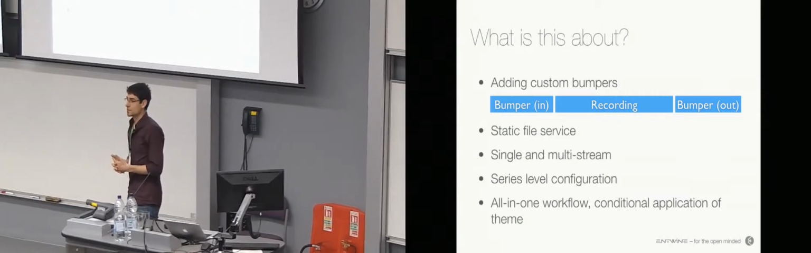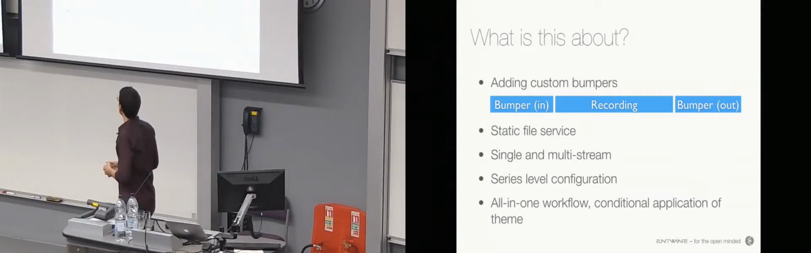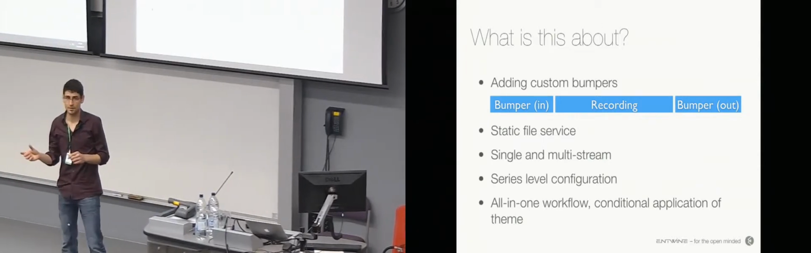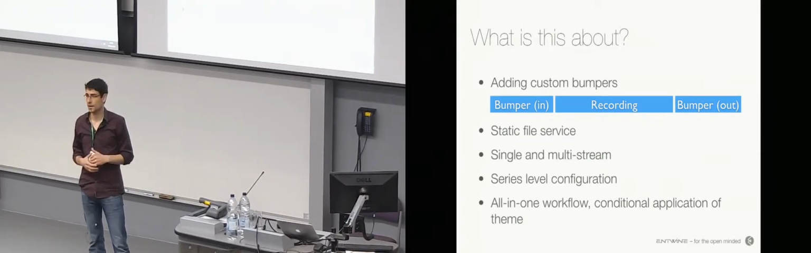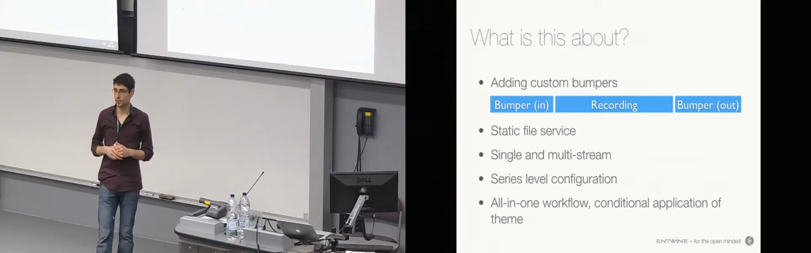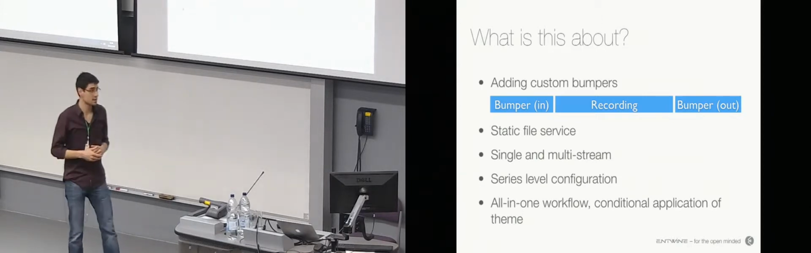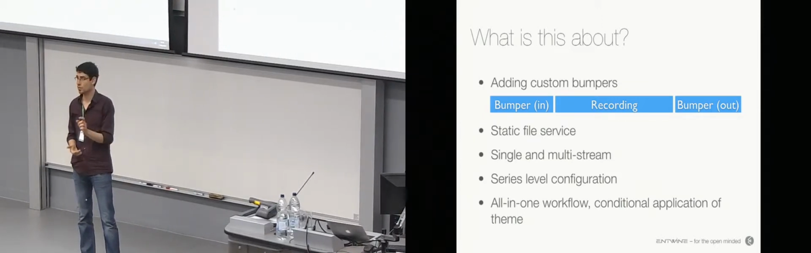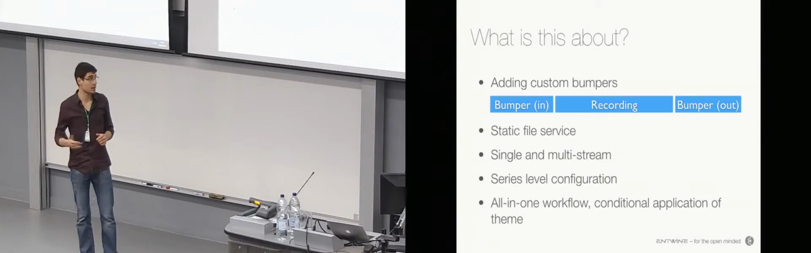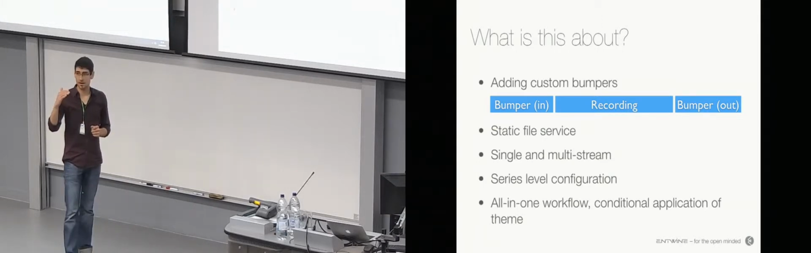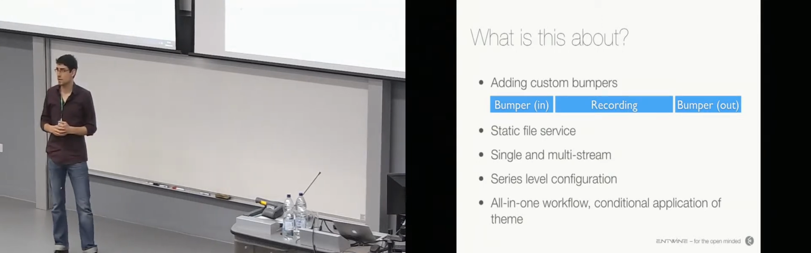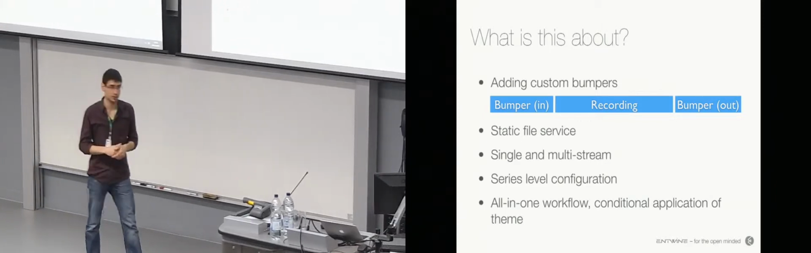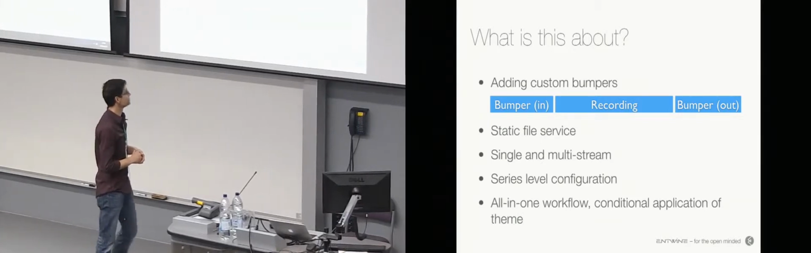Currently, the implementation allows us to create a bumper at the beginning and at the end of the recording, and that's done through the admin UI and through the workflow process. So we can define which intro video we want to have on all the recordings within a series, and then as the recording gets processed, those intro and outro videos get concatenated to the recording.